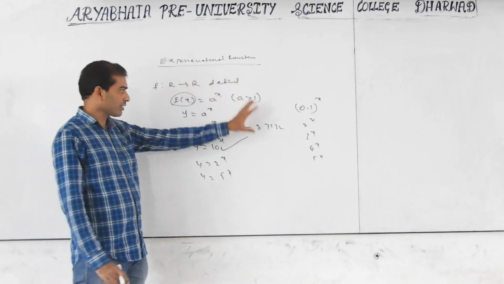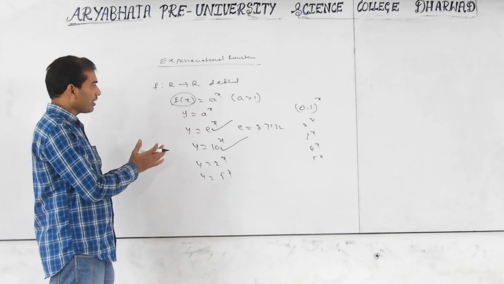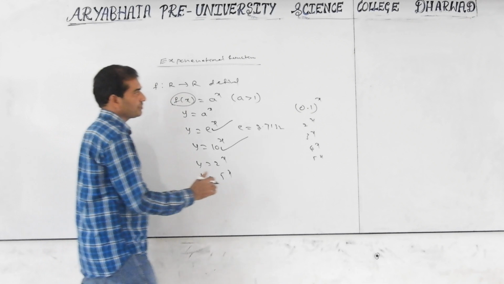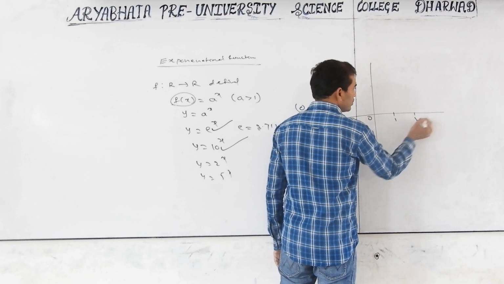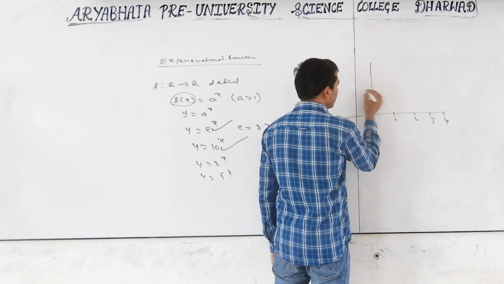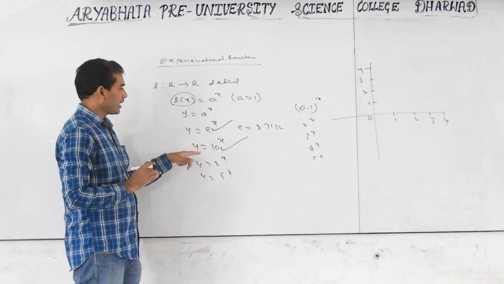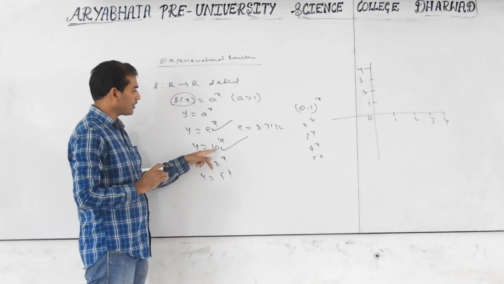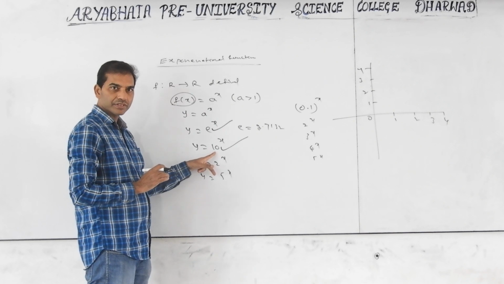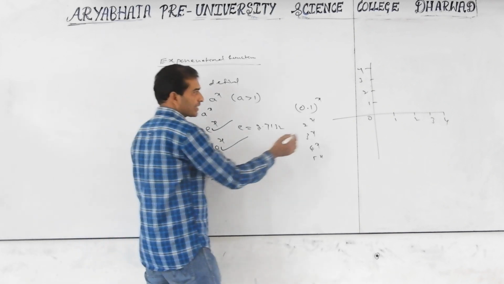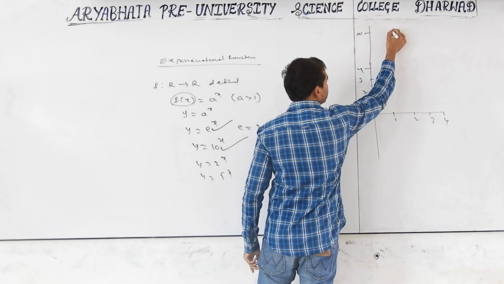If you draw the graphs of all these exponential functions, they all intersect at a single point. See, if you draw the graph, here 0, here 1, 2, 3, 4. For example, take y equal to 10 power x. If x is equal to 1, then y is 10, so the point is 1 comma 10.